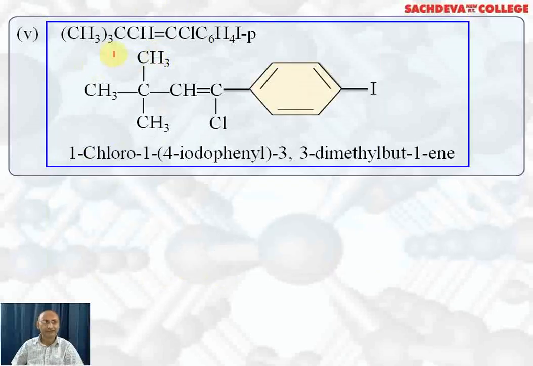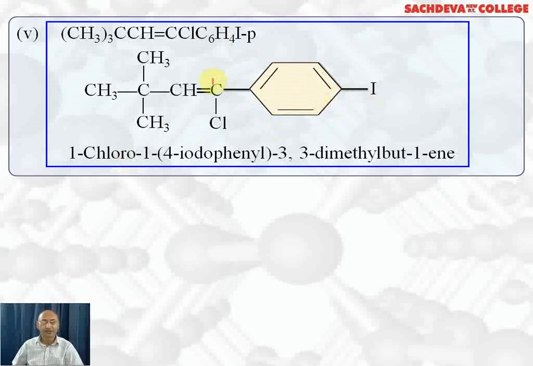So here we have CH3 thrice attached with carbon. This carbon is attached with CH3 thrice. Here we have CH, here we have CH. This carbon is attached to Cl, and also C6H4 is this benzene ring. Here it is attached to carbon, here it is attached to iodine at para position. So how to name it?